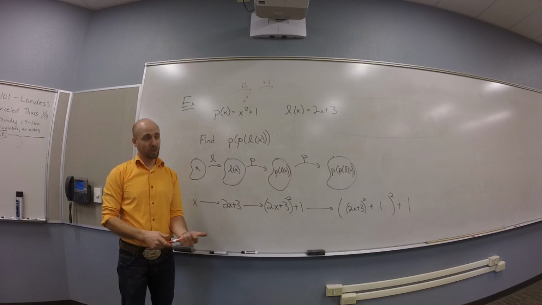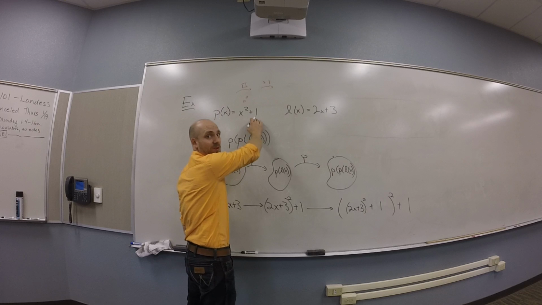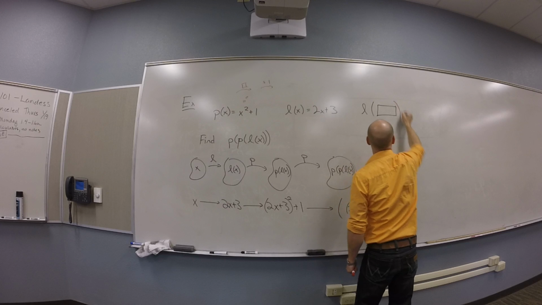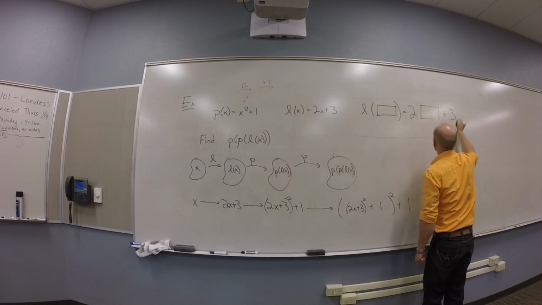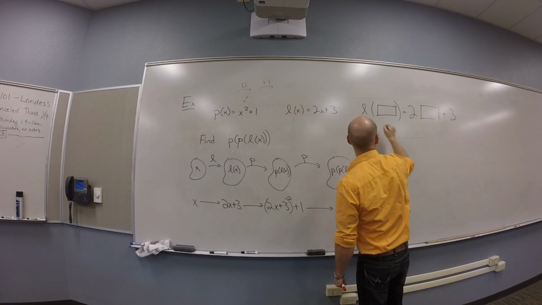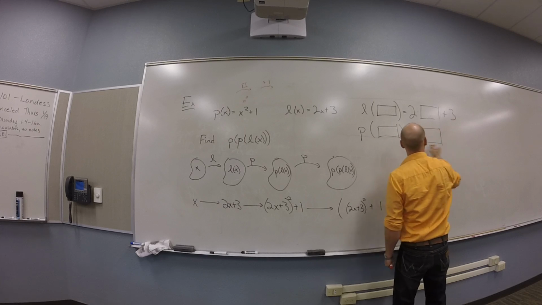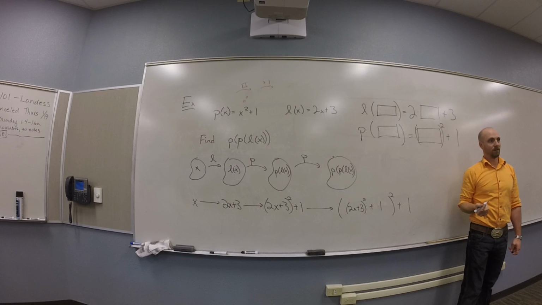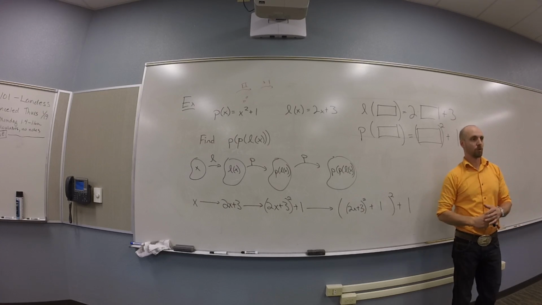A tool that helps sometimes is if you want to take your rules and rewrite them as L of stuff in a box is twice stuff in a box plus 3, and P of stuff in the box is stuff in the box squared add 1. Right? This sometimes helps students straighten this out a little bit. I don't care whether you do this or not, but it can help. Cool? Questions, things?